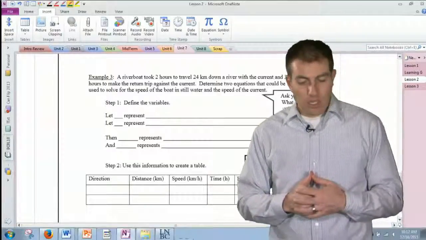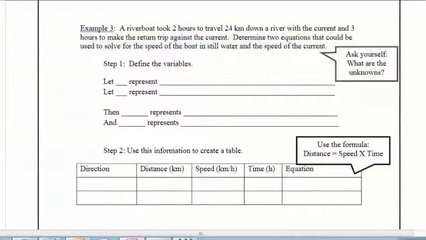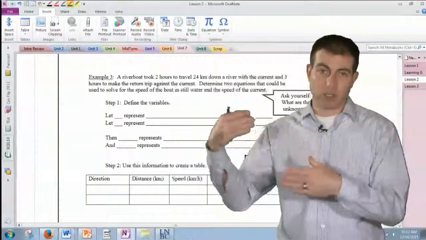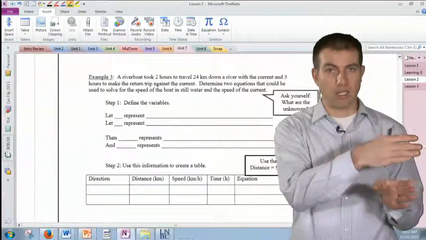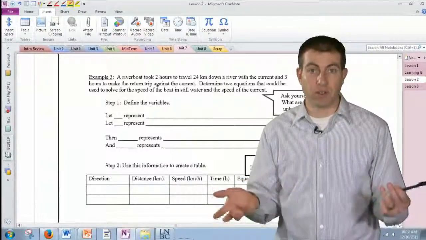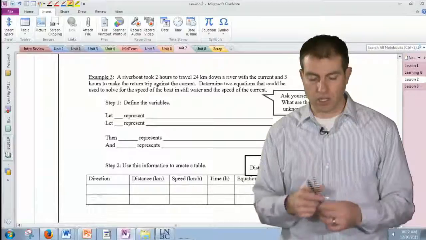So the question: a riverboat takes 2 hours to travel 24 kilometers downriver with the current and 3 hours to make the return trip against the current. Determine 2 equations that could be used to solve for the speed of the boat in still water and the speed of the current. So the idea is, how fast is the current going? If the boat's traveling upriver, it's fighting the current. If it's traveling downriver, the current's pushing it, so it's going to go faster. But we don't know how fast the boat's moving. So can we figure out how fast the boat's moving? Can we figure out how fast the current's pushing it?